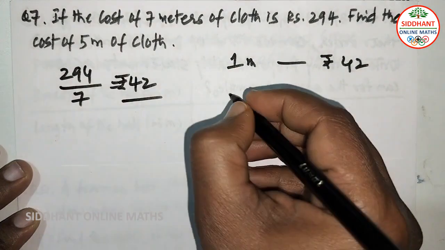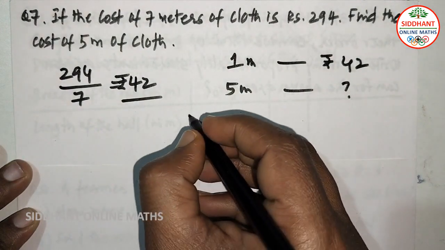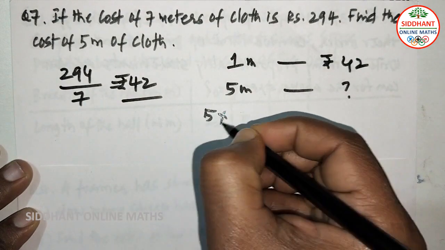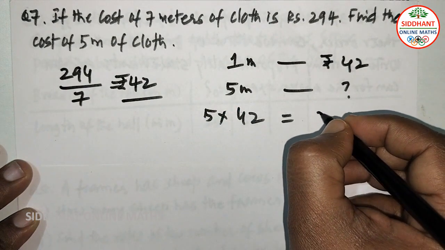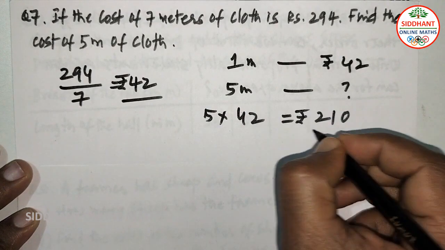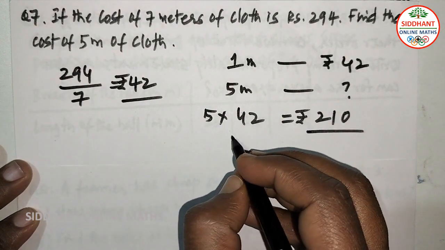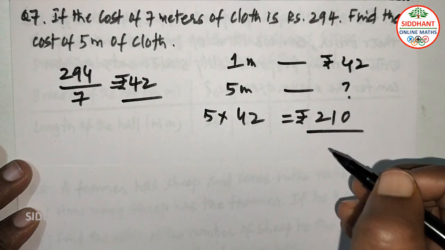Then for 5 meters, how much? That will be 5 into 42. That will be 210 rupees. So for 5 meters, 210 rupees is the cost.